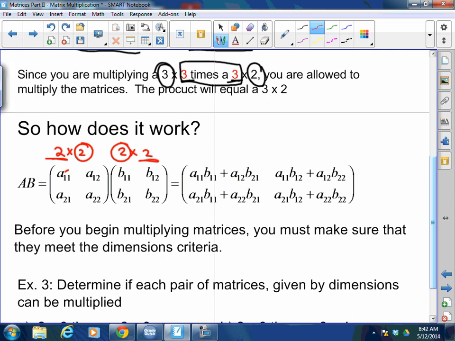First term times first term. You with me? Second term times third term down here. So basically, we're taking the first row and we're multiplying it to the first column. So this guy to this guy, and then this guy to this guy. Then we're taking the second row and multiplying it to the second column. Okay?